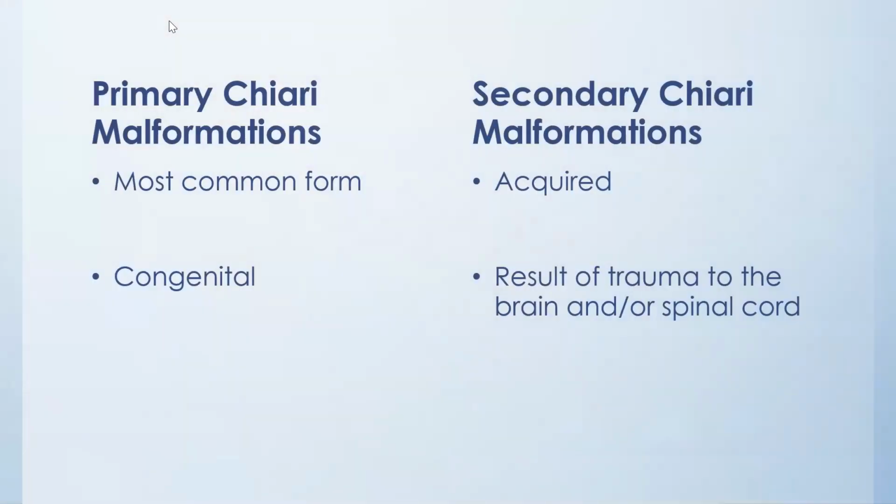There are two categories of Chiari malformations, being primary and secondary. While primary or congenital Chiari malformations are most common, there are also secondary malformations which are acquired through trauma of the brain and spinal cord.